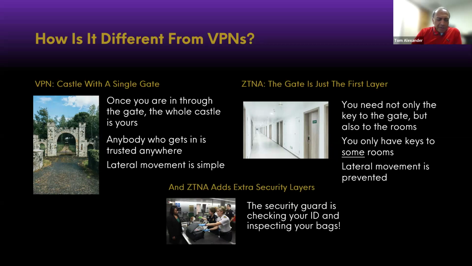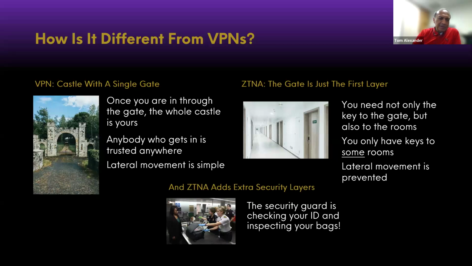So a VPN is like building a castle, but with a single very large, well-defended gate in front of it. Once you're in through the gate, no one checks to see what you're doing. You're in. You can just wander through the place, and anyone who gets in is trusted anywhere, which means lateral movement is very easy. So we have actually seen this happening.